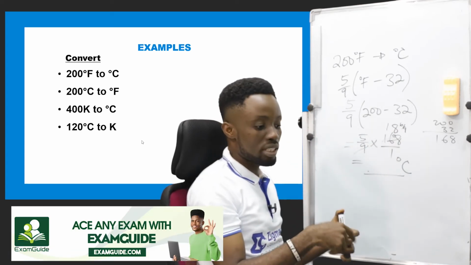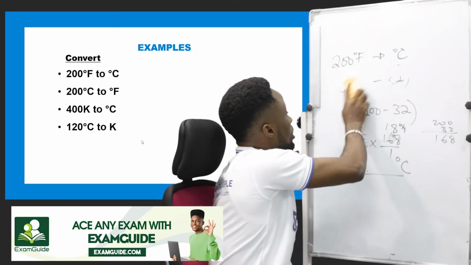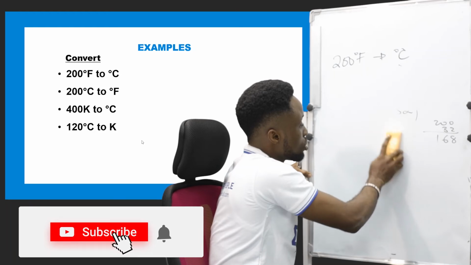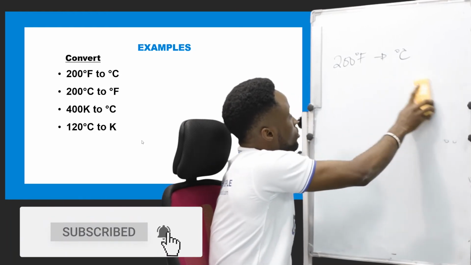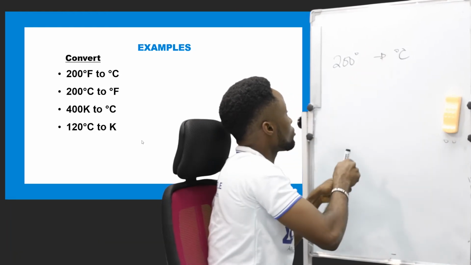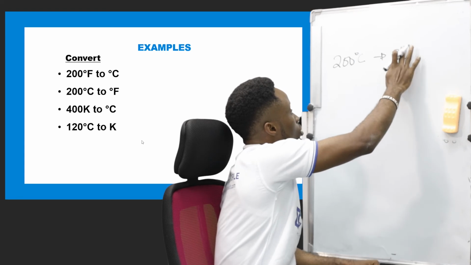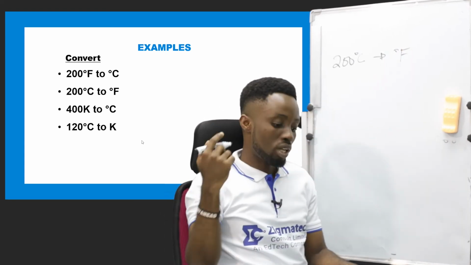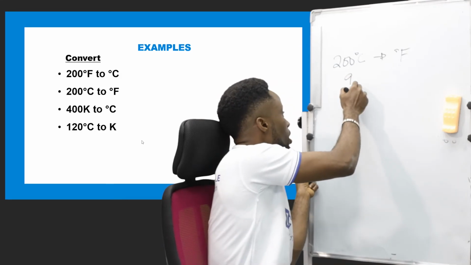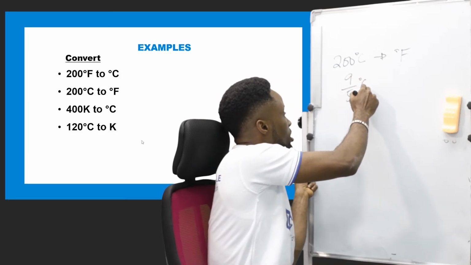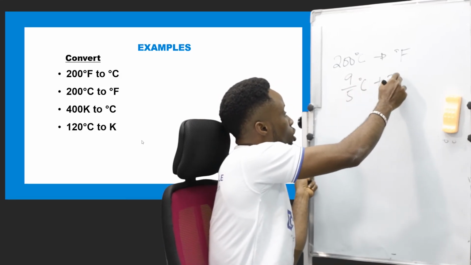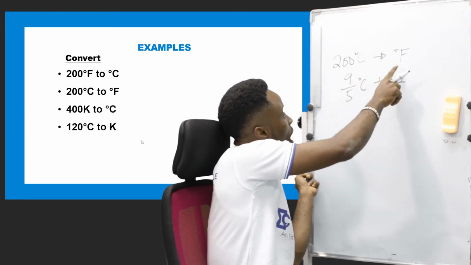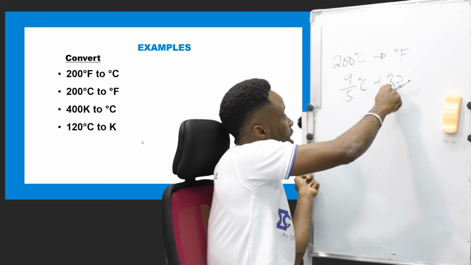So let's quickly look at the reverse case. Let's have a scenario where we are converting 200 degrees Celsius to Fahrenheit. So we use the other formula, which says 9/5 times degree Celsius plus 32. So we put in the 200 Celsius down here, and we add it with 32.